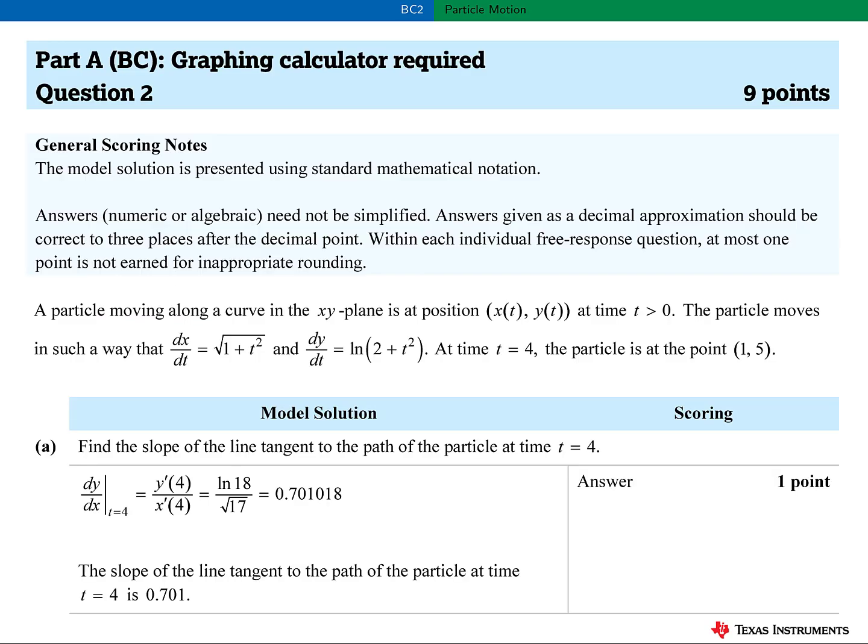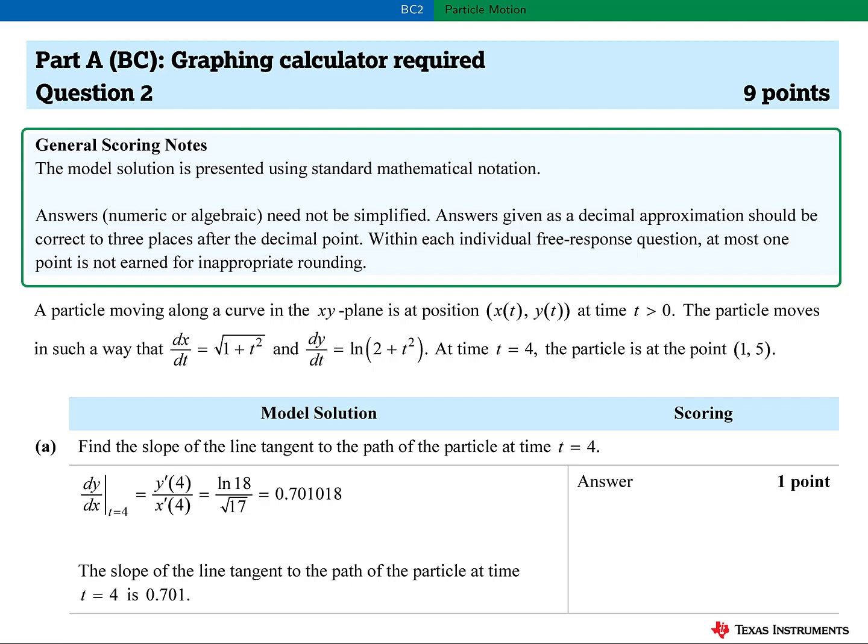The format for the AP Calculus scoring guidelines has changed in the last few years. So, just a few general notes before we begin. The model solution presented in these guidelines is given using standard mathematical notation. In general, other solutions presented using correct mathematics are eligible for all points. And remember that a final numerical answer does not need to be simplified.